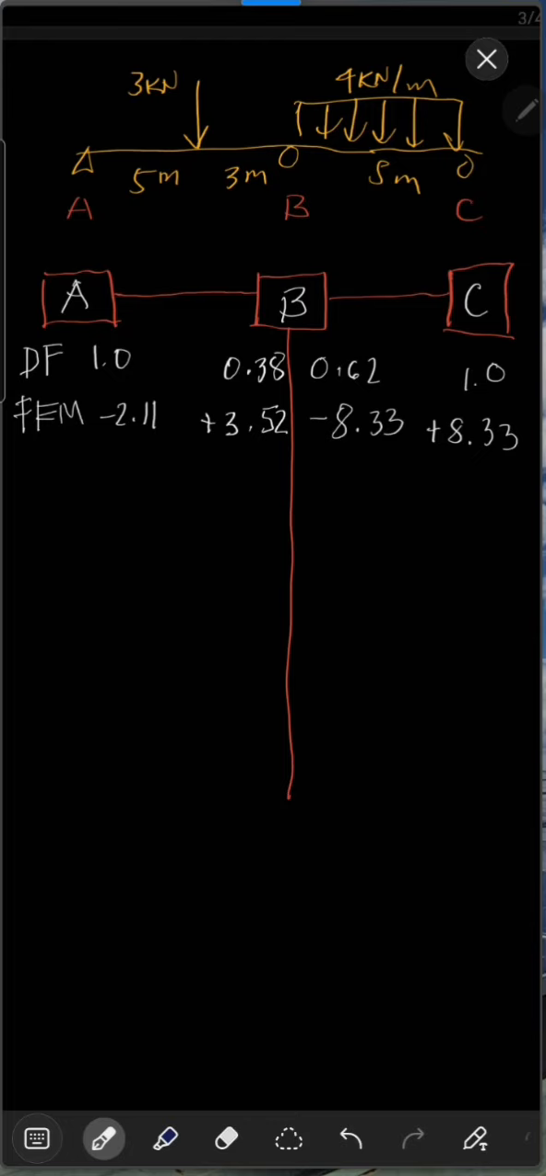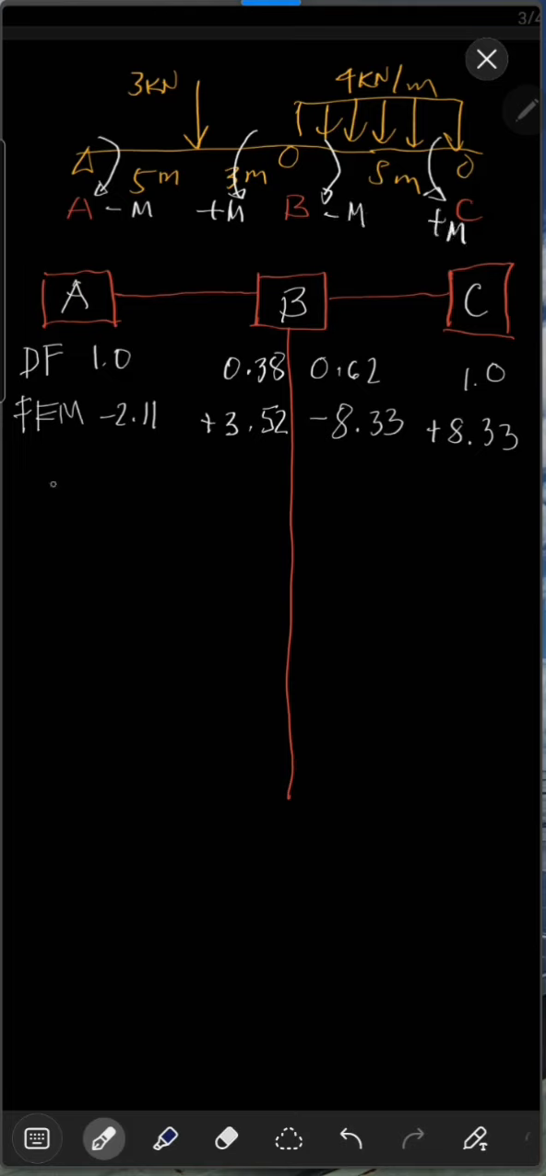First, let me explain the sign convention. On the left is clockwise, that is clockwise, negative; counterclockwise, positive; clockwise, negative; counterclockwise, positive. So negative moment, positive moment, negative moment, and positive moment.